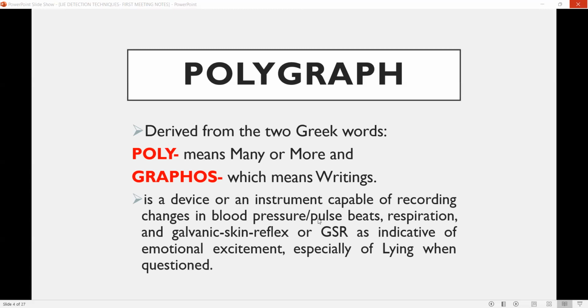So again, components of a polygraph machine: pneumograph, it records respiration or breathing of the subject. Galvanograph, it records the galvanic skin reflex or GSR of the subject. And cardiograph or cardiosphygmograph, it records the blood pressure or pulse rates of the subject.